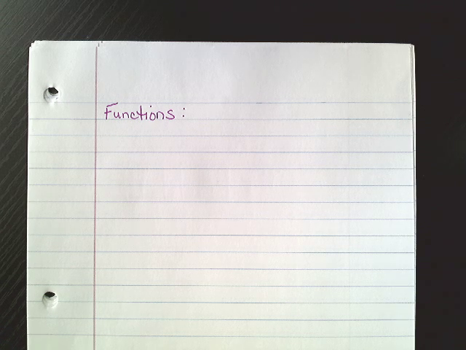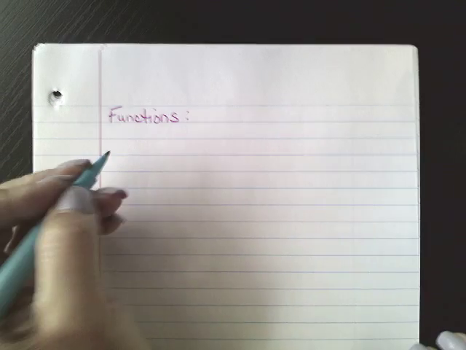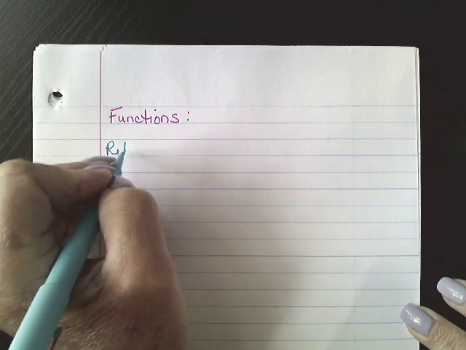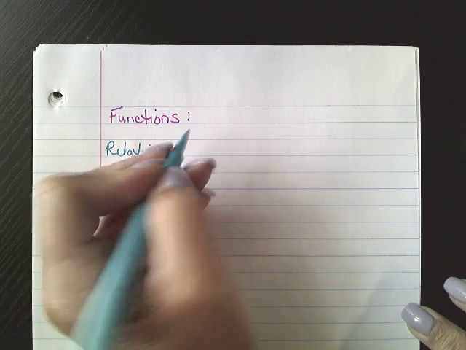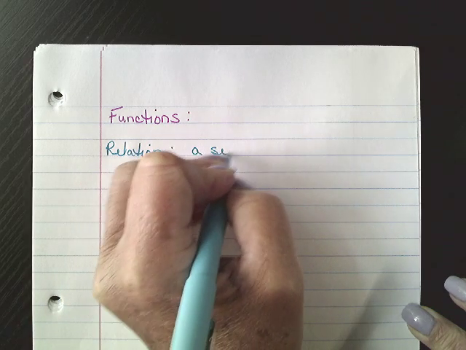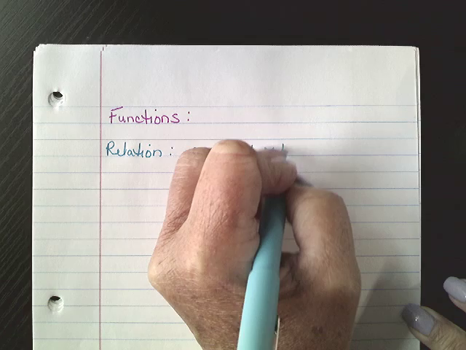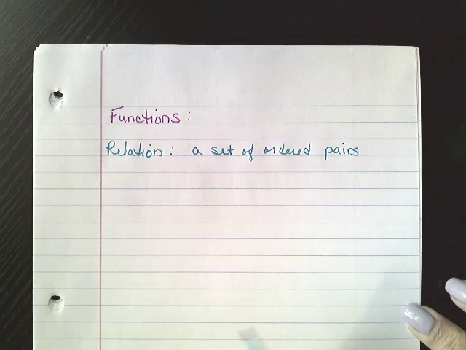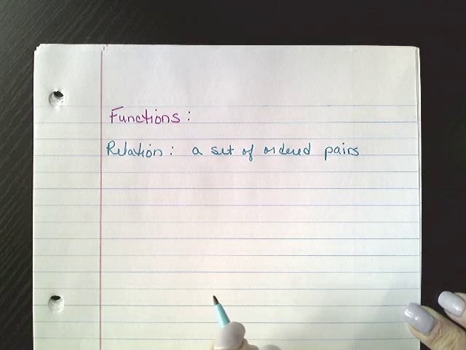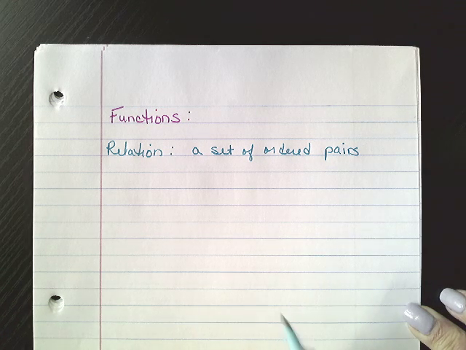Okay, today we're going to talk about functions, but before we can discuss what a function actually is, we need to talk about other parts of the vocabulary that becomes very important in our unit on functions. The first thing we want to talk about is a relation. And what is a relation? A relation is a set of ordered pairs.